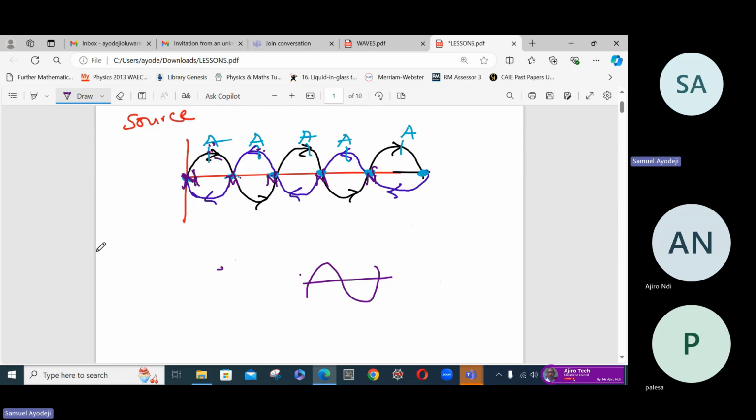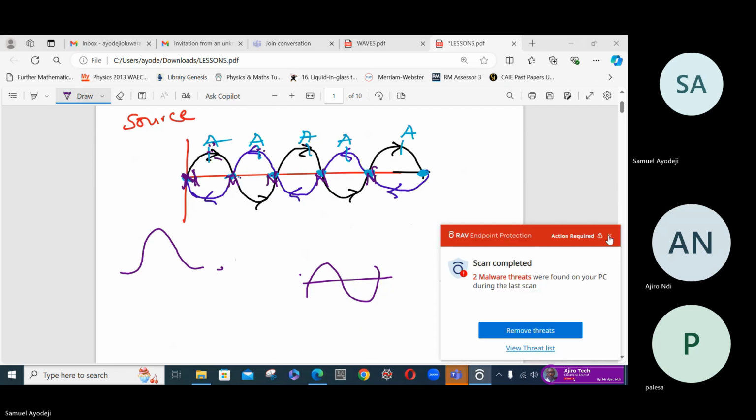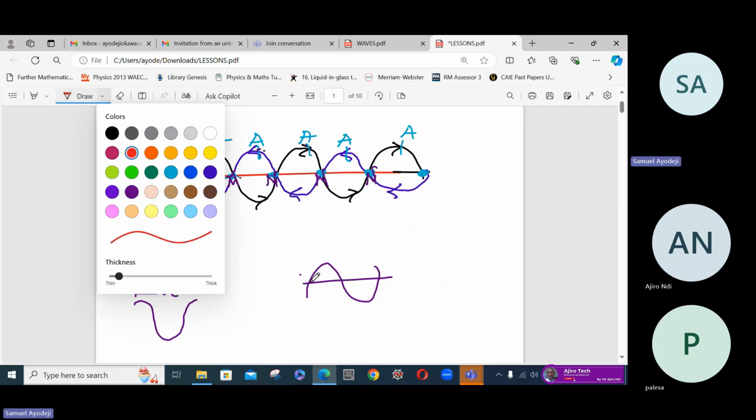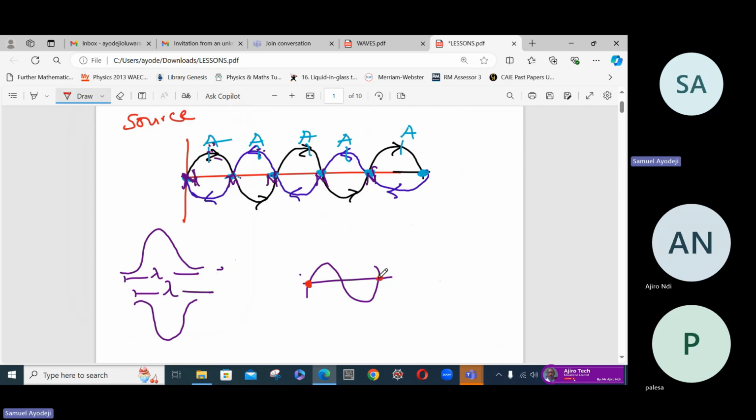Now this is a wavelength under a graph. Complete, for instance. You also have things like this. Let me start again. This is a wavelength. This one is a wavelength. And the distance from here to here is lambda. The same thing from here to here is lambda. The same thing from here to here is also lambda. That's called a wavelength. The distance between this and this, that's a wavelength.